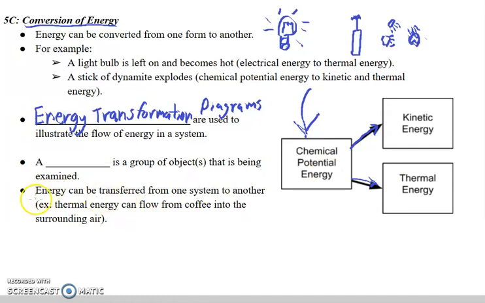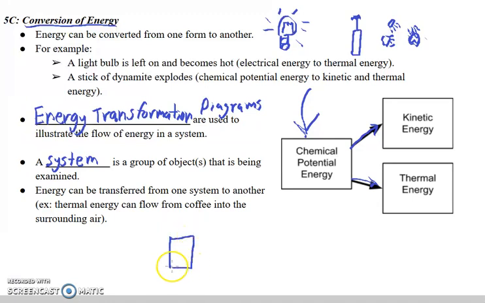And the last idea is a simple one, but it's saying that energy can be transferred also. A system, you're going to be hearing that term a couple times, is a group of objects that's being examined. It could be that light bulb that we looked at. It could be a stick of dynamite. It could be a bunch of cars on a freeway. Any group of objects could be your system. And it's important to realize that energy can be transferred from one system to another, from one object to another.